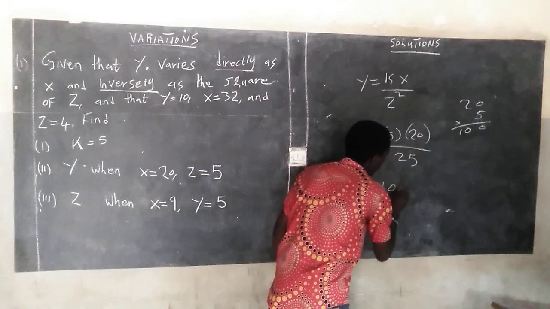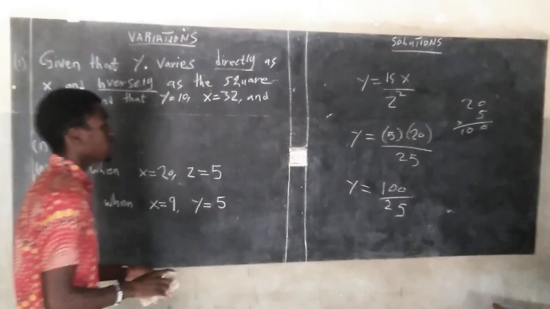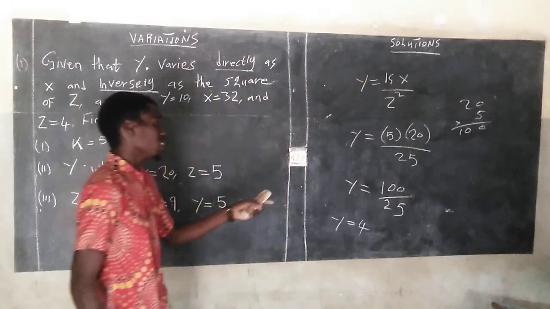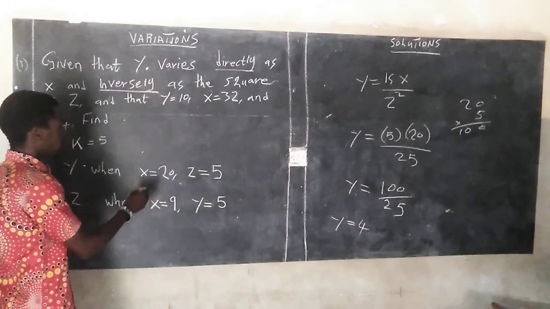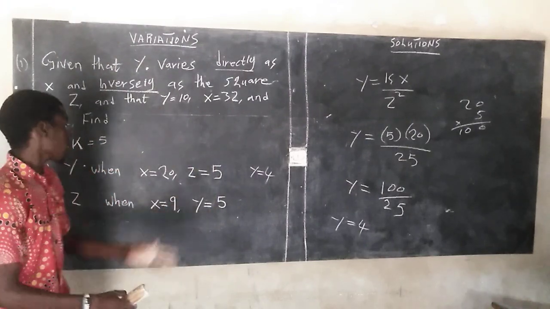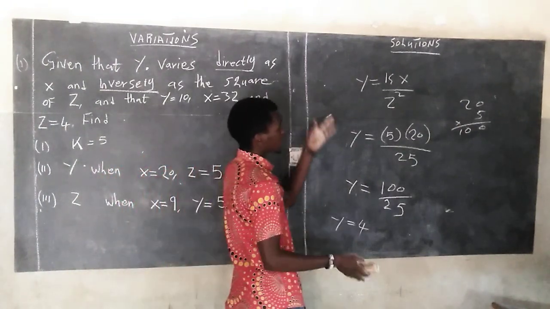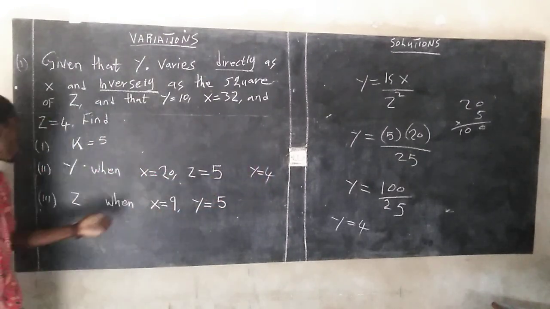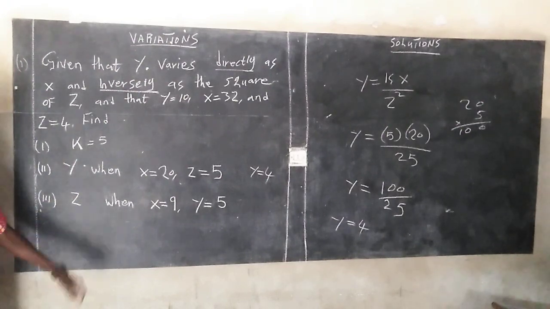So 100 divided by 25. What is that? It's 4: 25, 50, yes, it's 4. So my y is equal to 4. That's the second solution. Let me remove this so that we can move on to the last question of the 2019 paper.